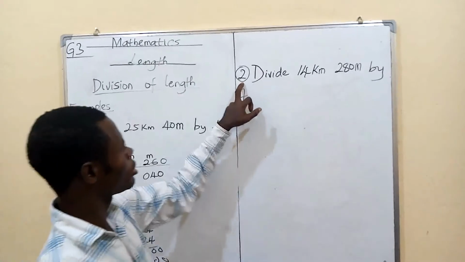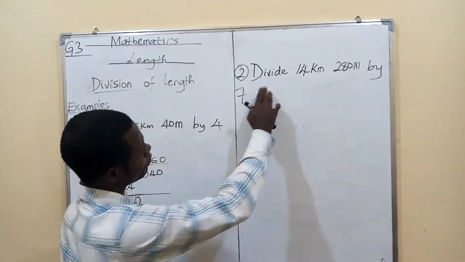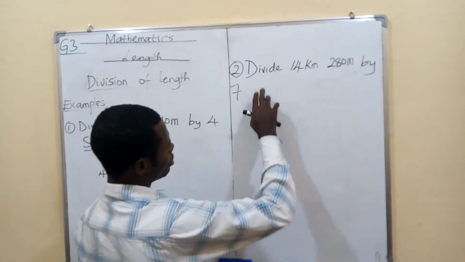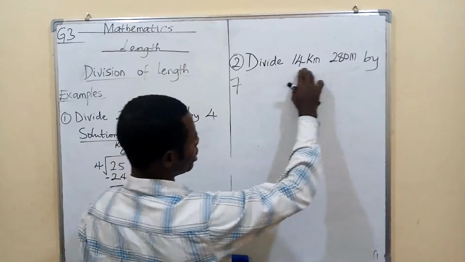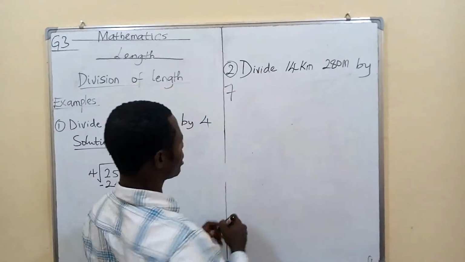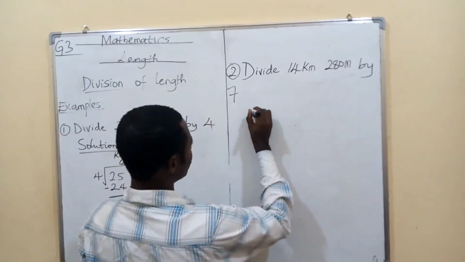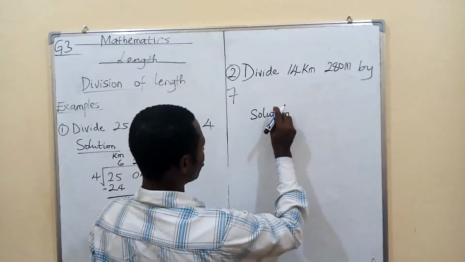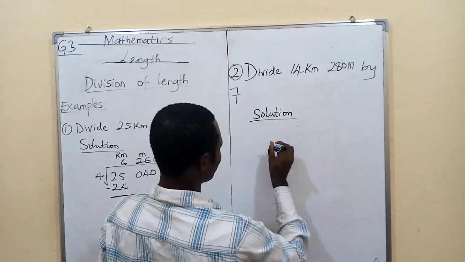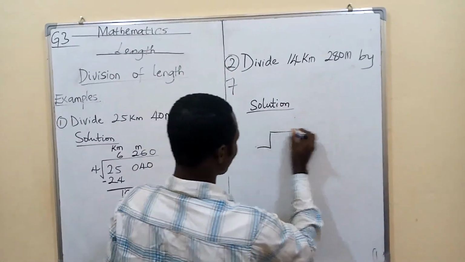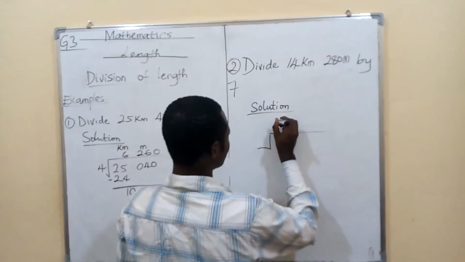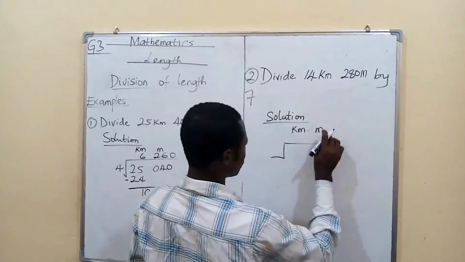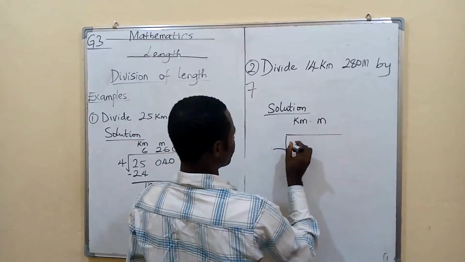We're going to look at example 2. Divide 14 kilometers, 280 meters by 7. Solution. Still using the long division method. We have kilometers here, and we have meters here. Right? 14 kilometers.